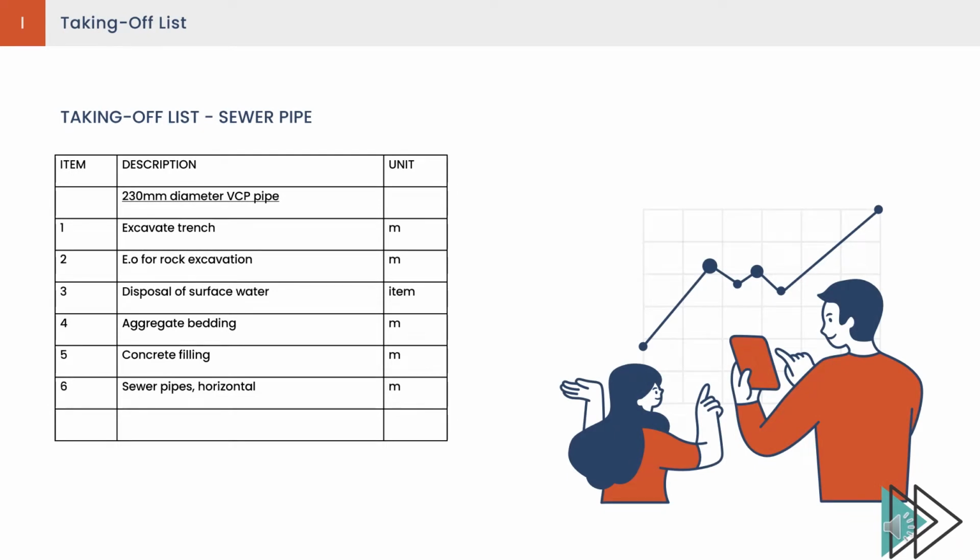For sewer pipe, we will be taking off excavation of trench, extra over excavation, disposal of surface water, aggregate bedding, concrete filling, and sewer pipe.